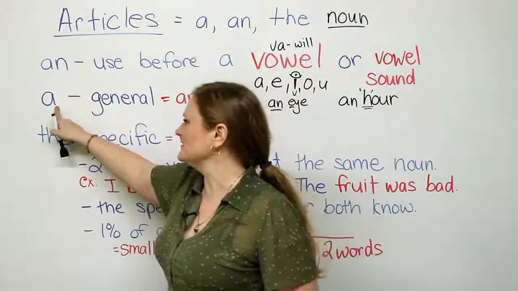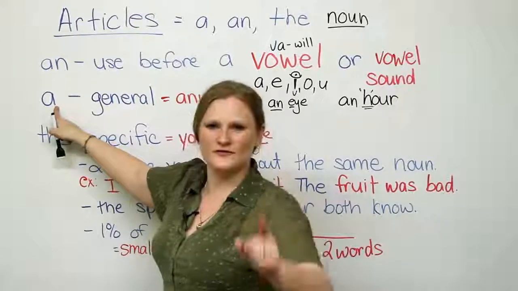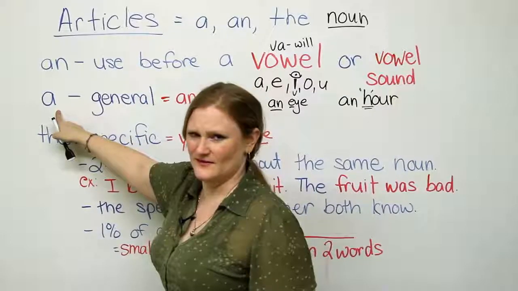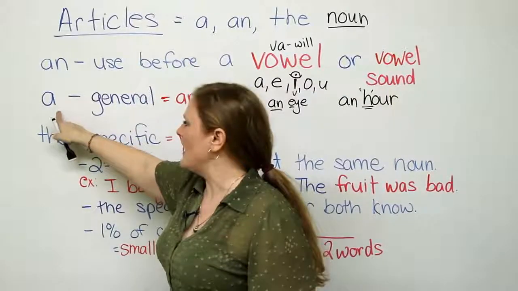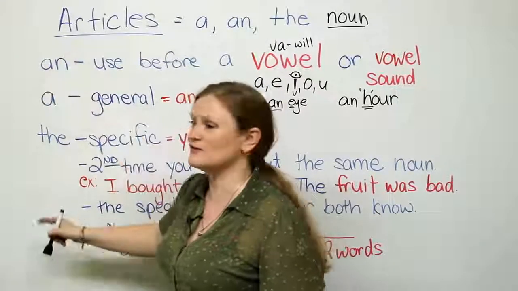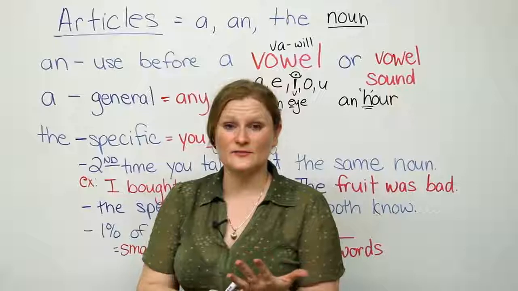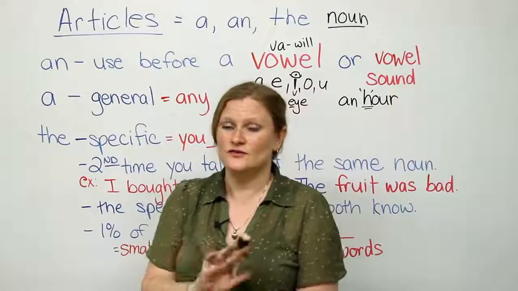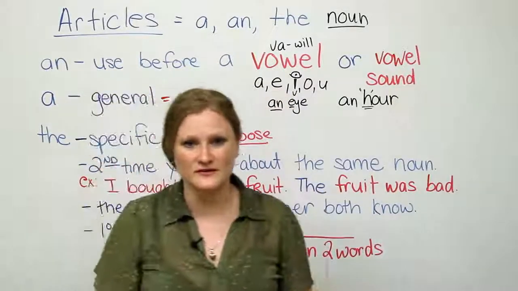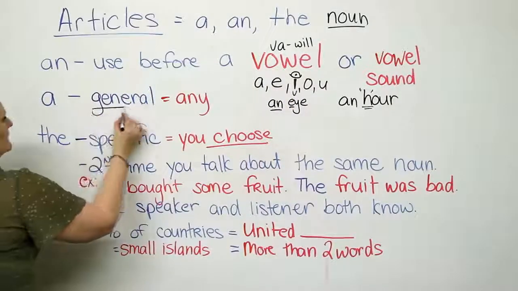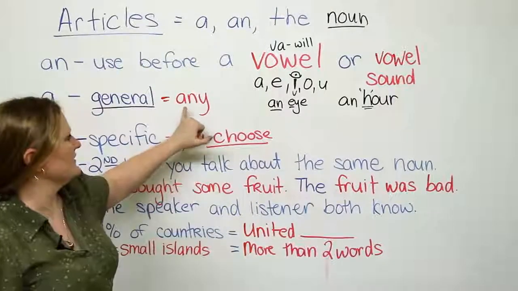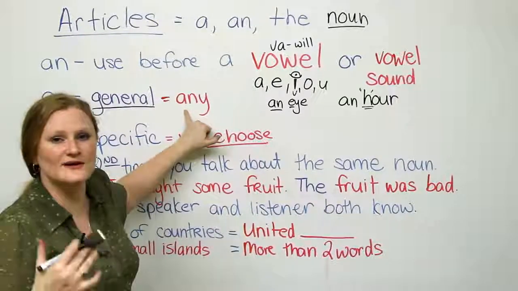The next one is a, the very first letter of our alphabet. A is a vowel. Don't let that confuse you. A, we use for, again, a singular noun. All of these are going to be used with a singular noun. If the noun is plural, if the noun has an S, do not use an article. So, a, we use for a singular noun in a general form. You can think of this more easily as replacing it with the word any.